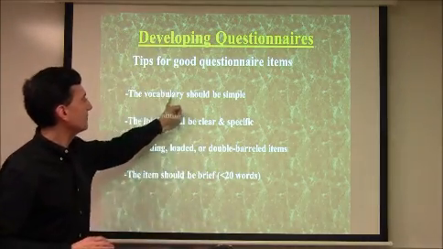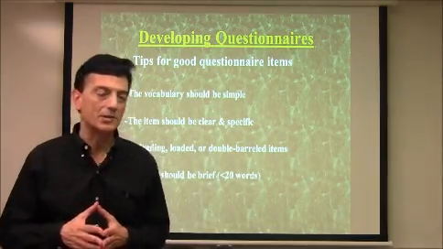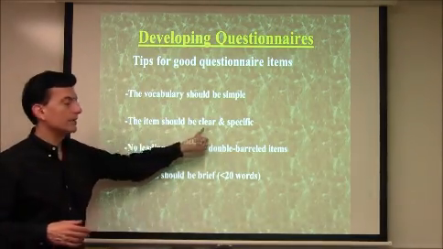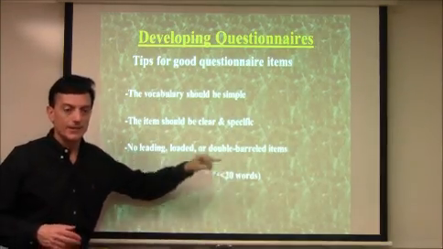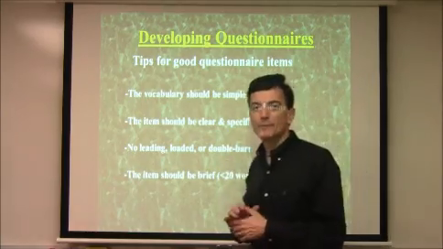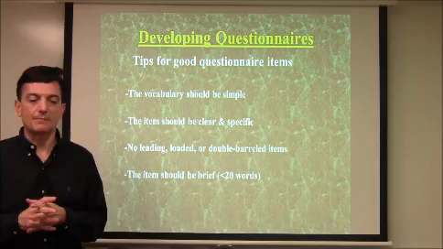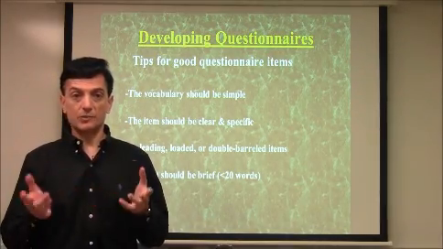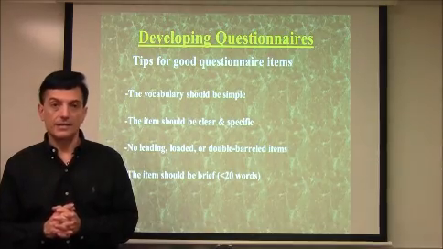So we might want to keep the vocabulary very simple so that we can be as inclusive as possible in our questionnaire. The item should be clear and specific. No leading, loaded, or double-barreled items. So let's see if we can give you an example of a double-barreled item and why that would be problematic. One particular double-barreled item might be something like this. In the last 6 weeks, have you experienced sleeplessness or anxiety?